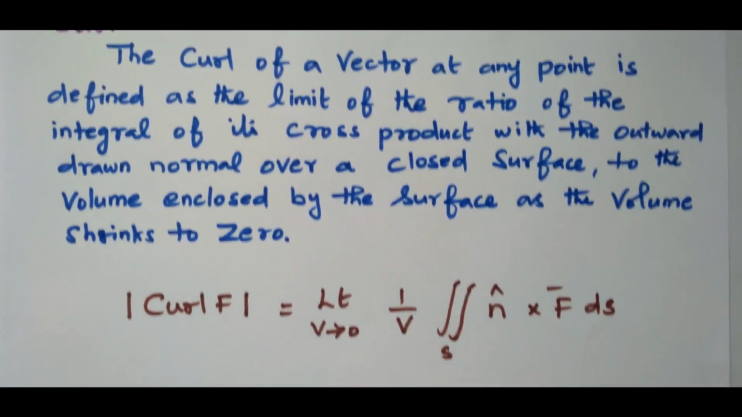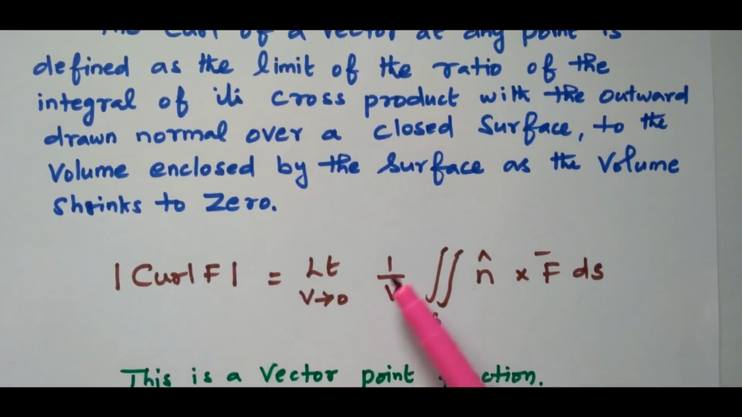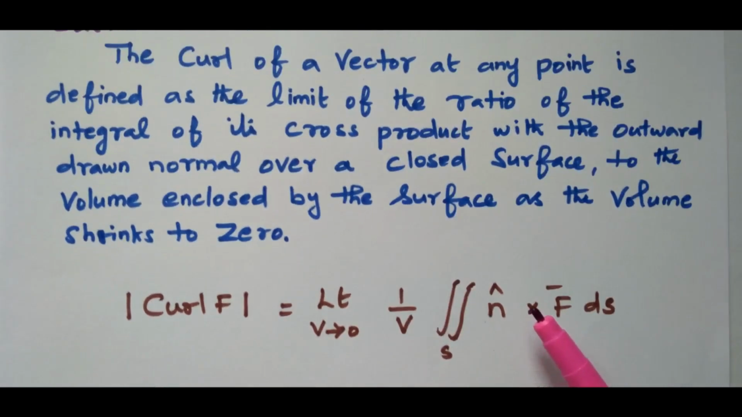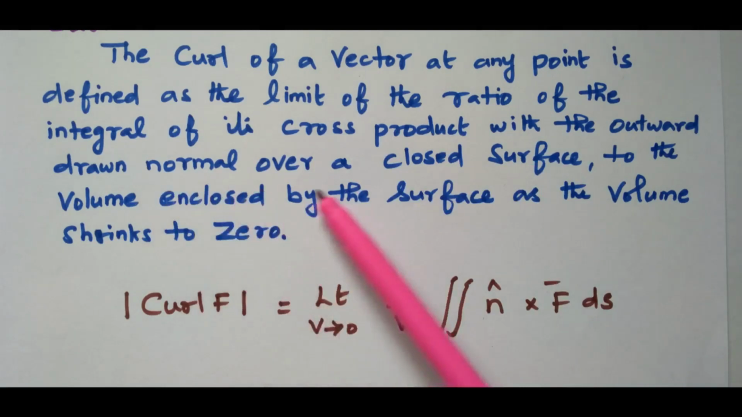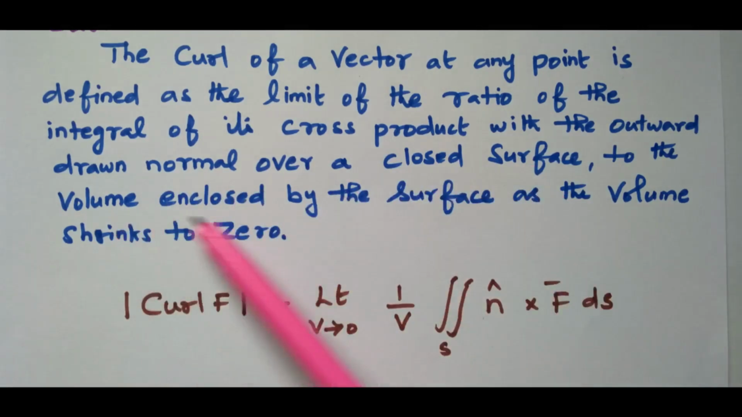So curl is nothing but the limit as volume tends to 0 of 1 by V, the surface integral of n vector cross f vector into ds. Right. So the curl of f is the limit as volume tends to 0 of 1 divided by V times the double integral of n vector cross f vector into ds. That is the definition given here: the cross product of the outward drawn normal over a closed surface, divided by the enclosed volume V. So this is the expression for curl.